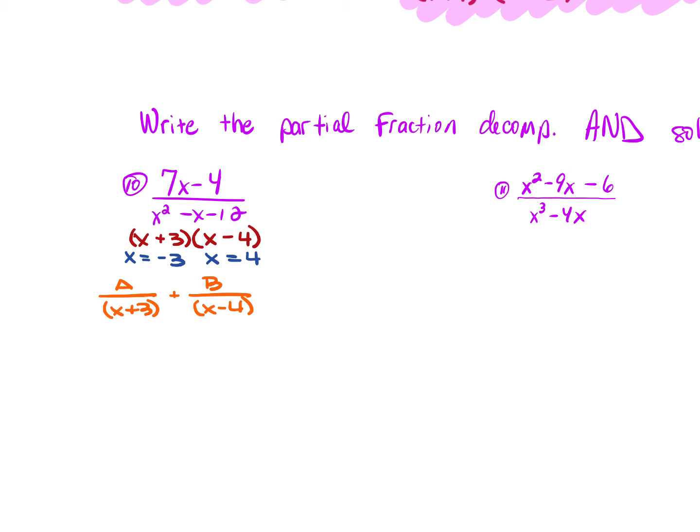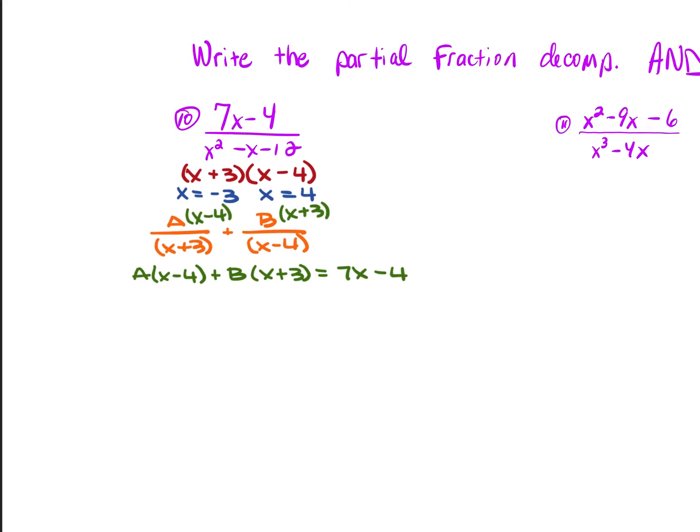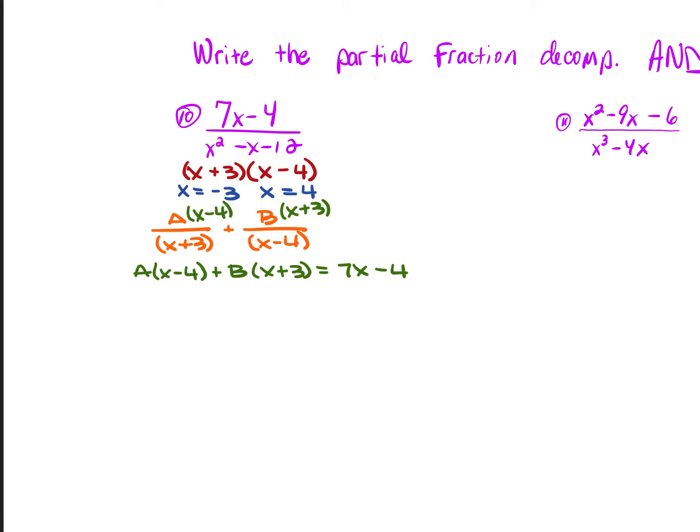Your a over x plus 3 is missing the x minus 4 in the denominator, so we're going to multiply it by that for a. With b, you're missing the x plus 3, so we're going to multiply b by x plus 3. Remember, when we do this, we set it equal to our numerator. So we're going to have a times x minus 4 plus b times x plus 3 is equal to 7x minus 4. We said that x is equal to negative 3 and x is equal to 4.